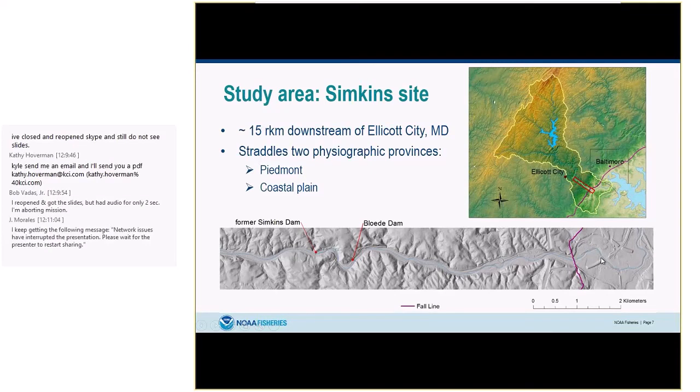So the Patapsco River in the Piedmont section is gravel bedded, comparatively steep, and it flows in a narrow and incised valley before entering the much lower gradient, sand-bedded, unconfined coastal plain section. You can see that just on the LiDAR image. It's much more narrow, incised, and confined in the Piedmont section, and then it opens up into the coastal plain section below the fall zone.